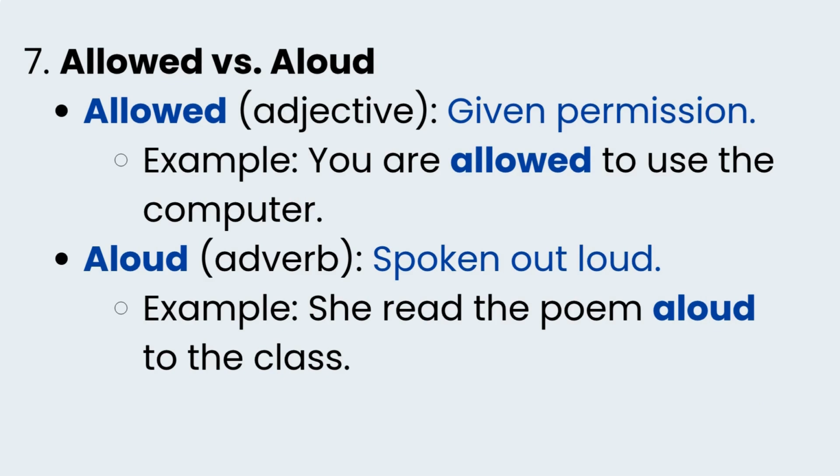7. Allowed versus aloud. Allowed, adjective, given permission. Example, you are allowed to use the computer. Aloud, adverb, spoken out loud. Example, she read the poem aloud to the class.